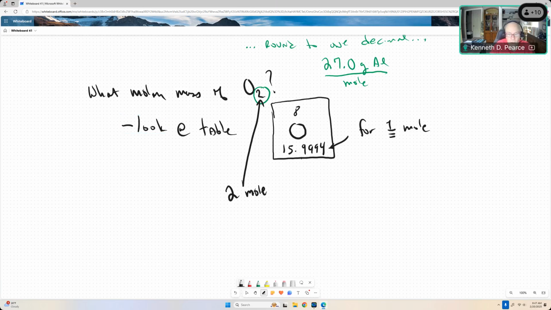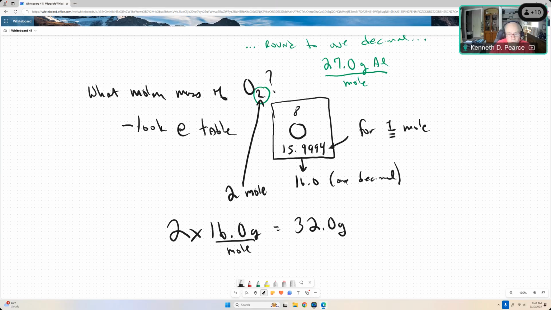And so we have to say actually, and remember, we're going to round this to 16.0. Remember, we're going out 1 decimal. So we're going to say 2 times 16.0 grams per mole. And that's going to equal 32.0 grams O2 for every mole O2. Questions so far?